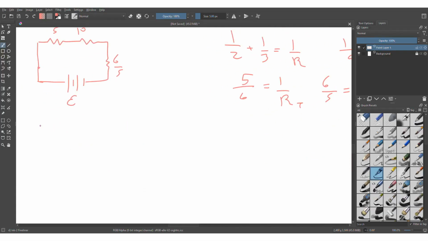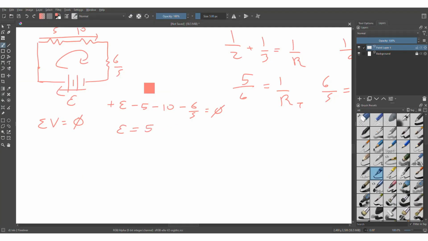Now I'm going to derive the next set of laws from Kirchhoff's circuit laws, which states that the sum of voltage across the entire circuit must be 0. If we know that it's going this way, we're going to start off by gaining voltage, plus epsilon, minus, we're losing voltage, minus 5 minus 10 minus 6/5 equals 0. Epsilon equals 5 plus 10.